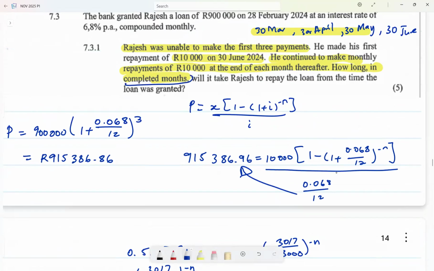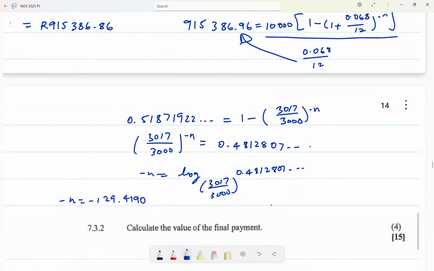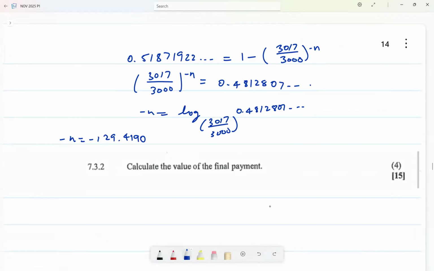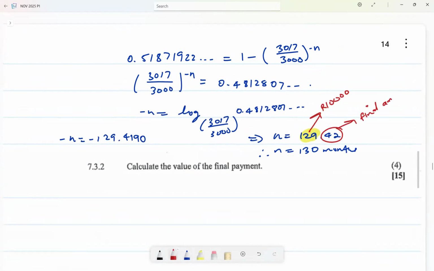And then the question says, how long in completed months? In completed months, so by the way, therefore N is going to be equal to 129.4. But in completed months, therefore N is equal to 130 months. Why am I saying 130 months? Because this 129 is going to be composed of 10,000 full payments, but this last one is going to be composed of a final amount, which is going to be less than 10,000.